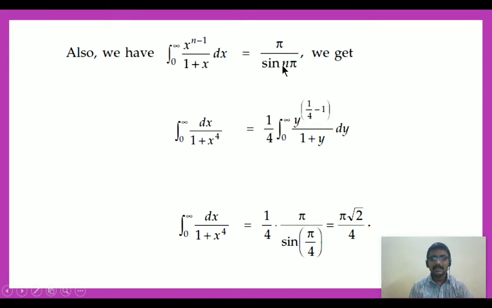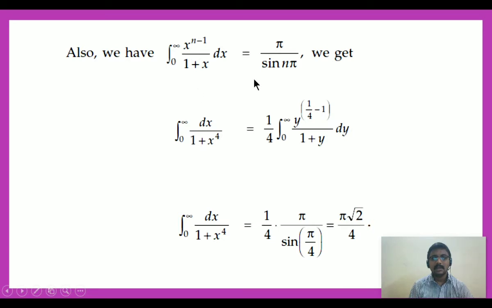But what is n here? n is 1 by 4, so that is sine of 1 by 4 into pi, which is sine of pi by 4. But what is the value of sine pi by 4? Sine 45 degrees is 1 by root 2. That is 1 by 4 into pi whole upon 1 by root 2. The fraction is reversed. So we will have pi into root 2 by 4. So it is the required value of the given integral.